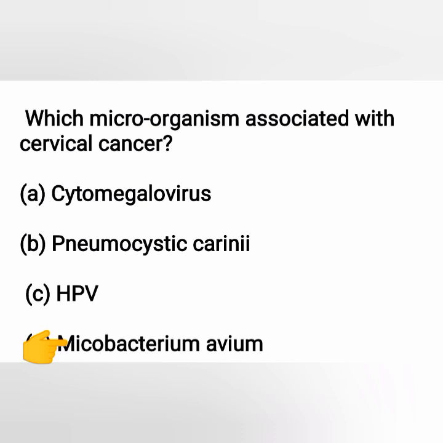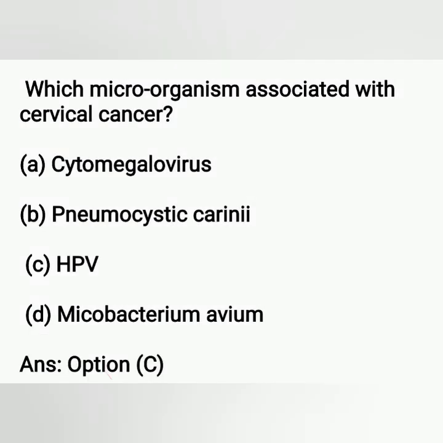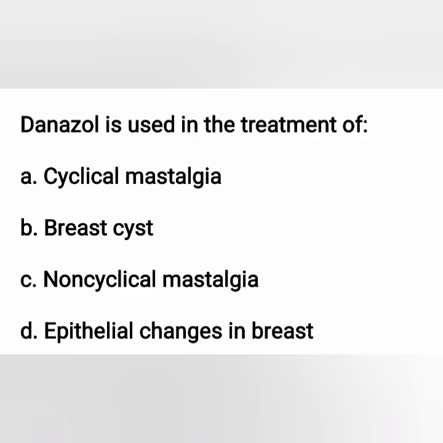Which microorganism is associated with cervical cancer? Options. Option A, cytomegalovirus. Option B, pneumocystis carinii. Option C, HPV. Option D, Mycobacterium avium. The organism which is responsible for cervical cancer is HPV, human papilloma virus. Option C is the correct answer. On to the next question.